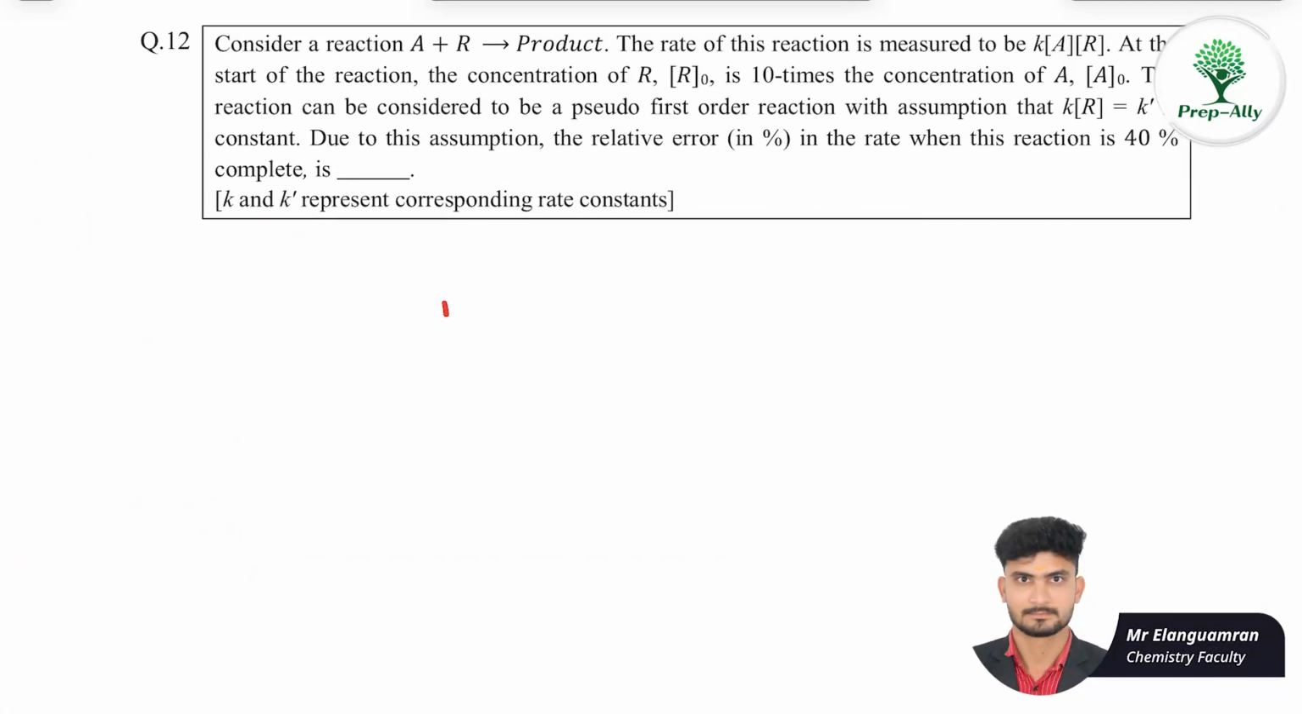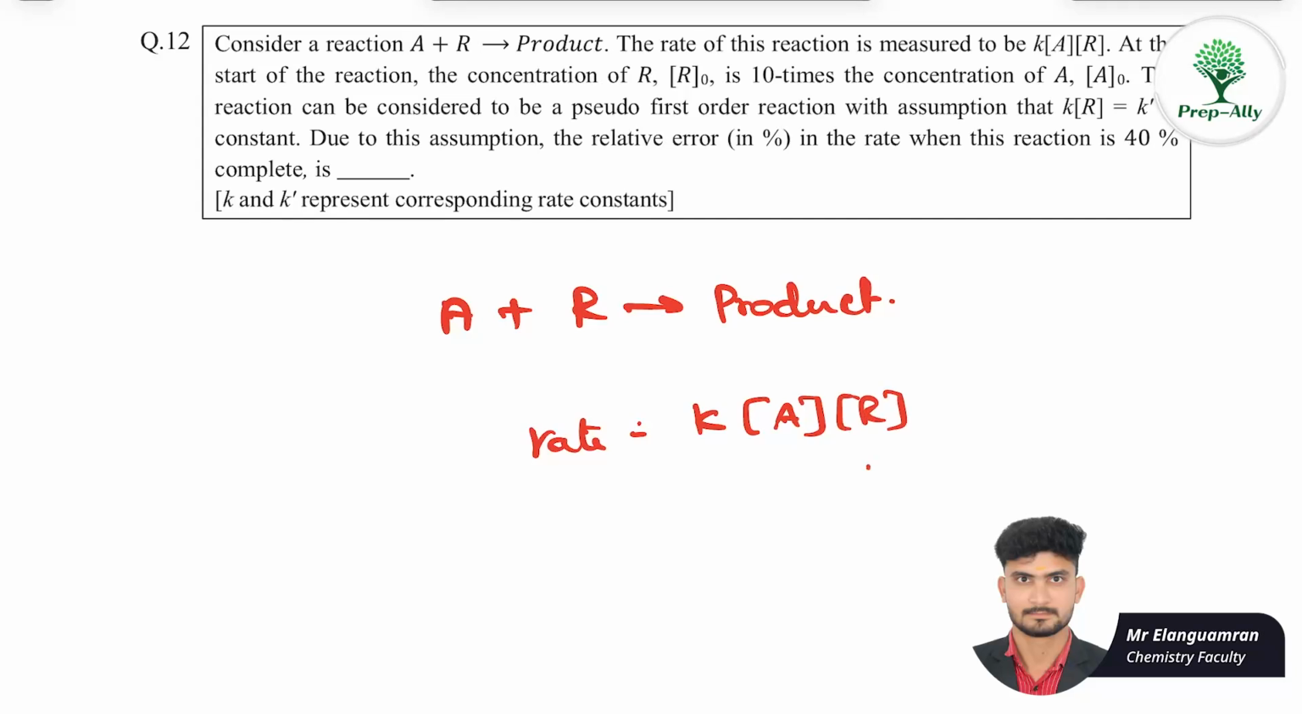Consider a reaction. So I have a reaction A plus R gives product. The rate of this reaction is measured to be k into A and R. So this is going to be a second order reaction because this rate is dependent on both the reactants.